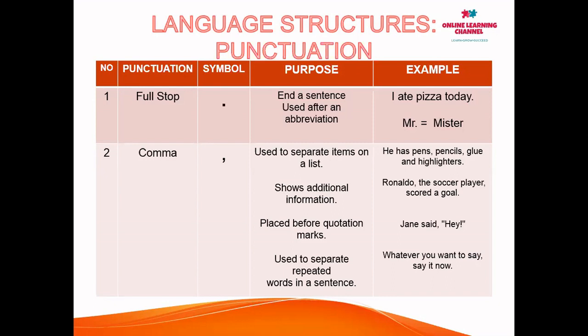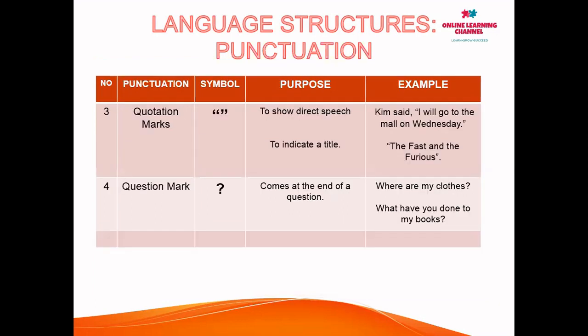Okay, let's go on. Number 3, quotation marks. Again, my inverted commas, how I remember it. Okay, it's to show direct speech, as if somebody is saying something, directly speaking it to you. Okay, example, Kim said. So the person Kim said these words. "I will go to the mall on Wednesday." Okay, that's the first use. Second use is to indicate a title. I put a title of a movie, it could be a title of a book. Okay, "The Fast and the Furious." If you're writing it in a story or telling it to somebody, writing a letter to them, you would have it in quotation marks, which is also called inverted commas.